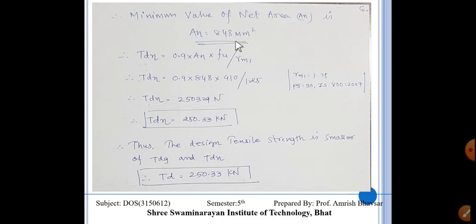Now our equation for rupture of the plate, we will put all the data into that equation. So the equation is Tdn is equal to 0.9 into An into Fu upon gamma m1. 0.9 into An, where our An is 848 mm square. So putting here, Fu is 410, that they have given, and gamma m1 is given on page number 30 in IS 800. So from that we can get 250.33 kilonewton. Now from the Tdg and Tdn, the smaller of these two, that is 250 kilonewton, right? This Td is the strength of our plate.